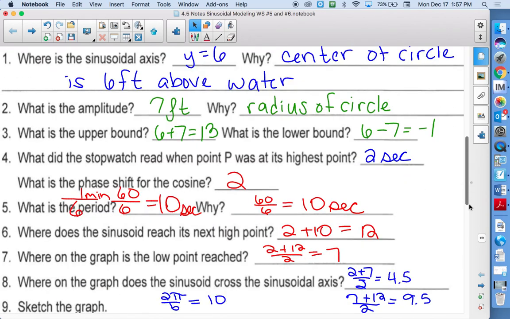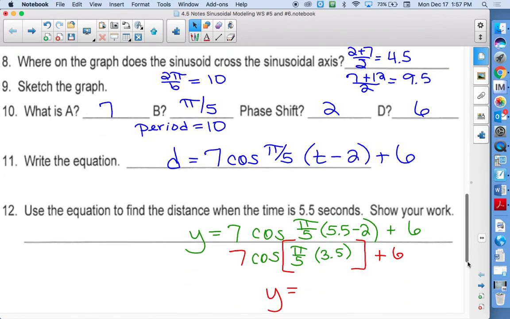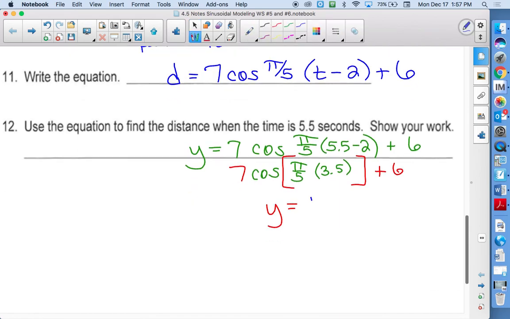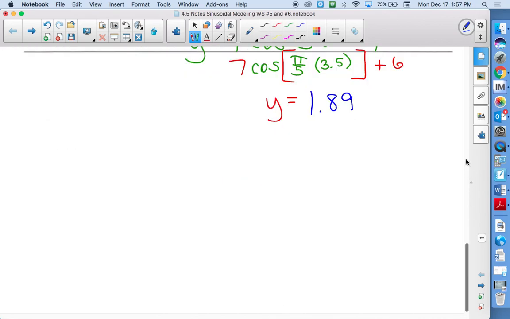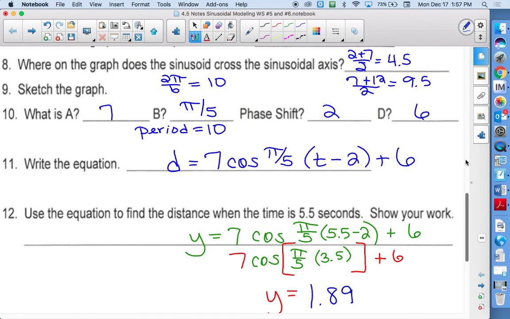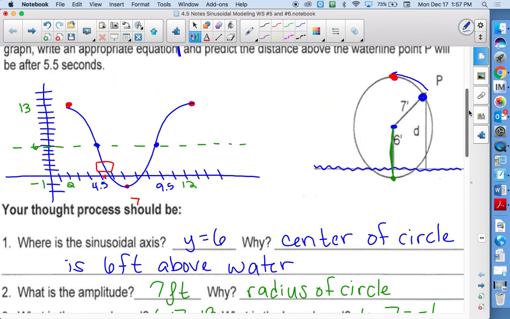Anybody get an answer? Sabrina, what do you think you got? I got 1.885. Yeah, that's perfect. Chelsea, did you get that too? Yeah. Awesome. And was this feet or inches? What does it say at the top? My board doesn't want to go to the top. Feet.